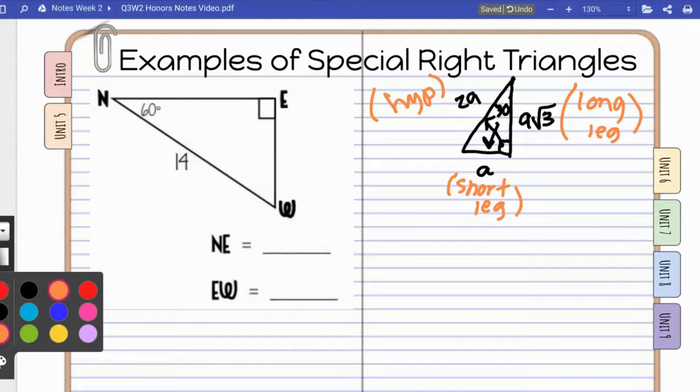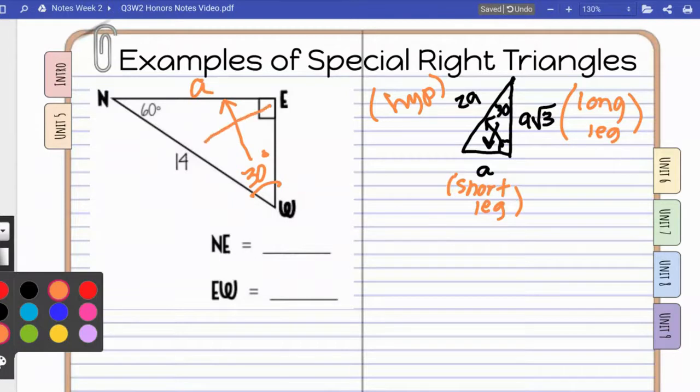So where's my short leg on here? Well, my short leg has to be across from the smallest angle. My smallest angle is 30 degrees. So even though the picture looks like EW is your short leg, it's not. Your short leg is across here. So my short leg, this is my A.